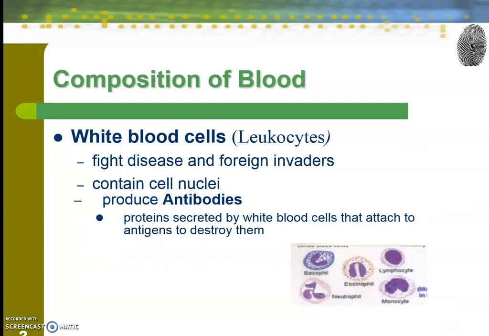White blood cells, or leukocytes, are known for fighting disease and foreign invaders. They contain cell nuclei and produce antibodies. These antibodies are proteins that white blood cells secrete, and they attach to antigens to destroy them. So anything bad that comes into your body, these white blood cells are going to attack and fight off.